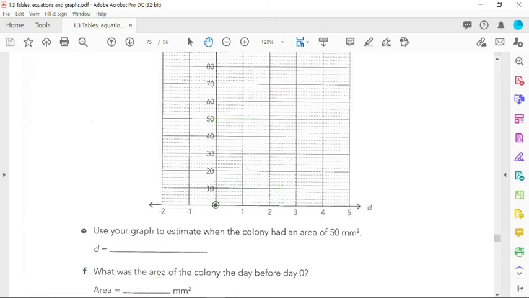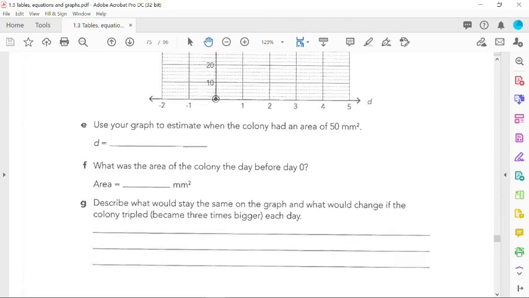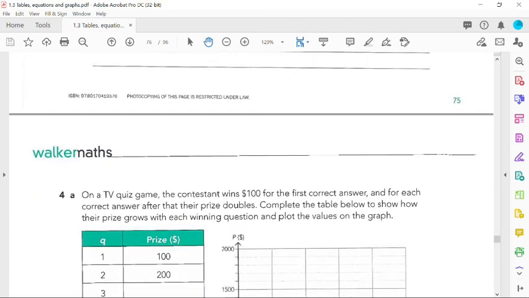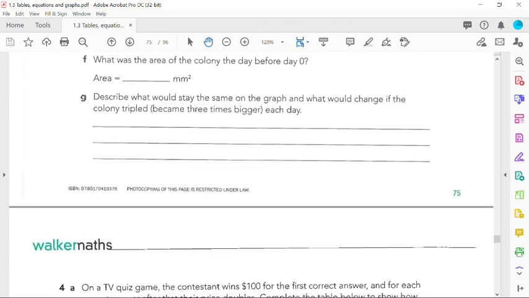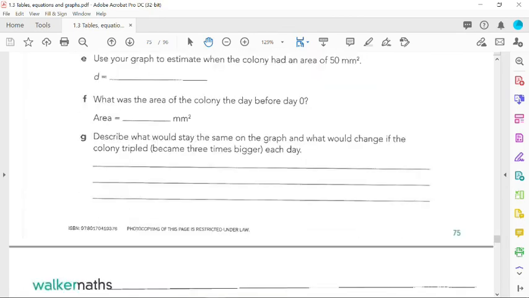All right, so you're going to have to draw some graphs, read some things from graphs, and then find the equations. So what I'm going to do is let you work on the rest of these. There aren't many more, are there? All right, that was 3. Oh, we didn't say, describe what would stay the same on the graph and what would change if it tripled. What's the thing that would stay the same for sure if it tripled? The first day, the 5. Like, where it stops.